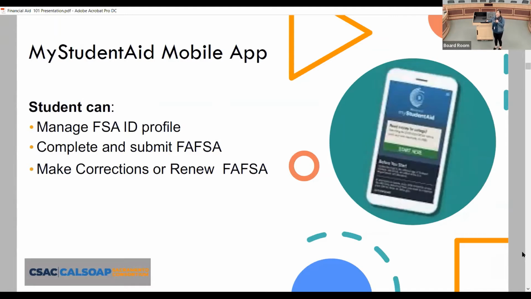I actually helped a student yesterday complete his FAFSA on his phone, create his FSA ID, and submit it all in about 30 minutes. So I want you to understand you can do it on your phone, you can do it on your laptop, your tablet, your desktop. Really, you can submit your FAFSA anywhere. So there should be no reason why students aren't applying. Remember, we do one form and it generates money for us.